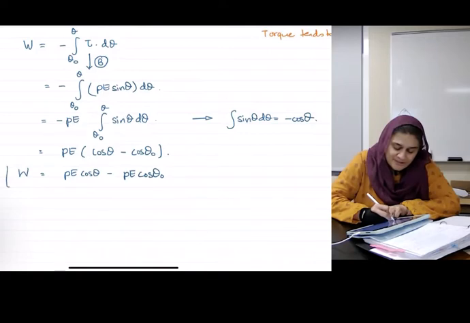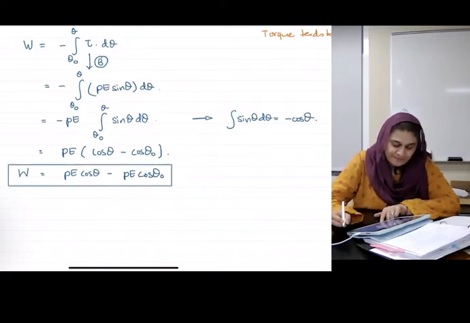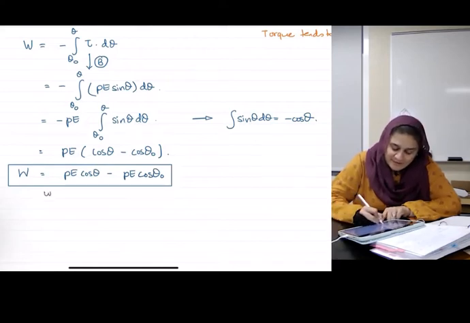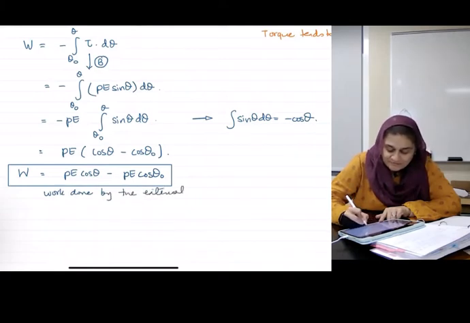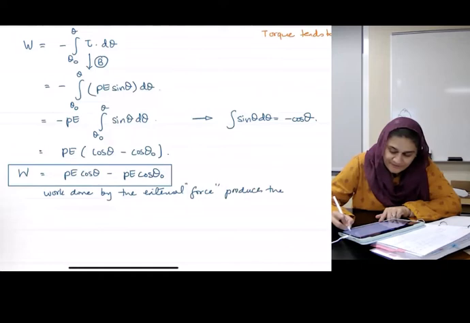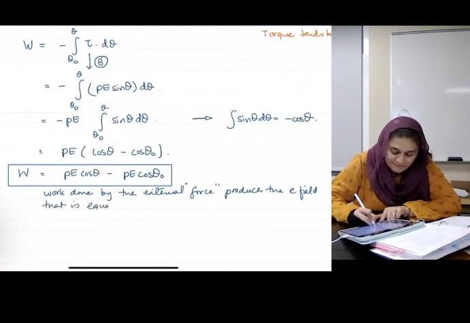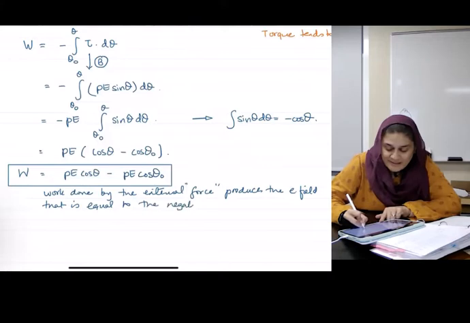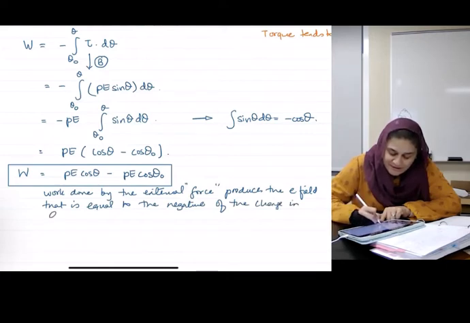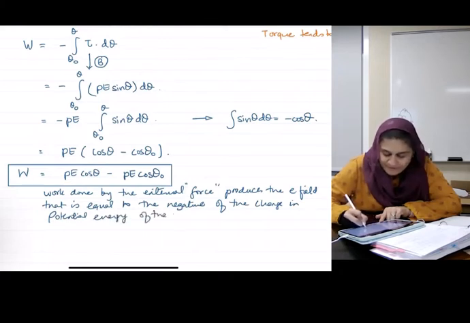So this equation tells me something. This equation tells me work done by the external force that produces the E field is equal to the negative of the change in potential energy of the field plus the dipole.